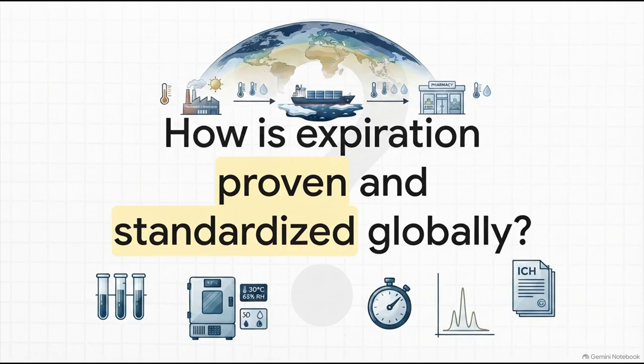Just think about the global supply chain for a second. You might have a medication that's manufactured in a humid, sweltering climate, shipped across a freezing ocean, and then stored in a dry, temperate pharmacy. So how do we actually ensure that a drug's expiration date is accurate and standardized regardless of these wildly different global environments? Well, we need unified testing standards.